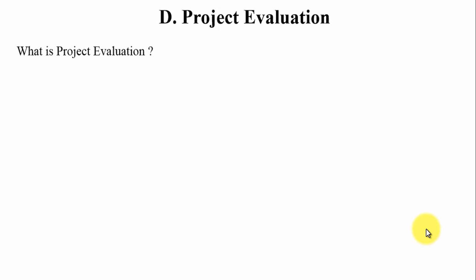How do you evaluate what's going on in the project? At what point of time do you evaluate, and stuff like that. All those questions will be answered in this section, which is based entirely on project evaluation. So coming back to the point, what is project evaluation?